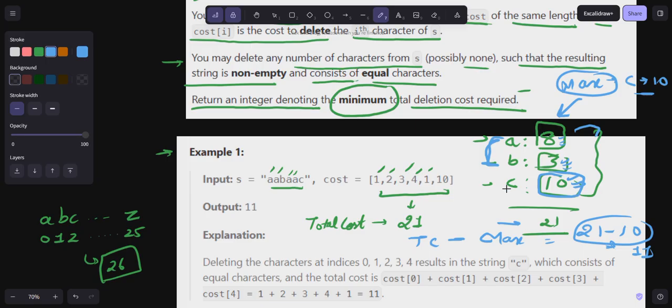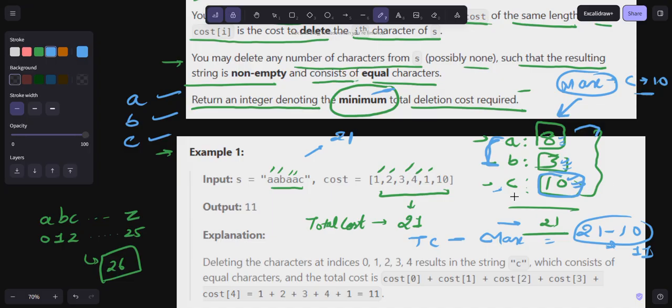This means instead of C, I'm deleting everything, because in the end I have to maintain A, or B, or C. Overall cost is 21. I want to return an integer denoting the minimum total deletion cost. So if I delete C, then I'm spending more amount to delete.